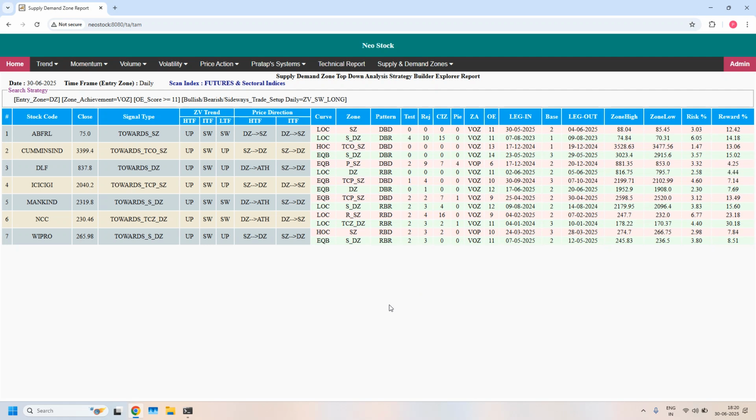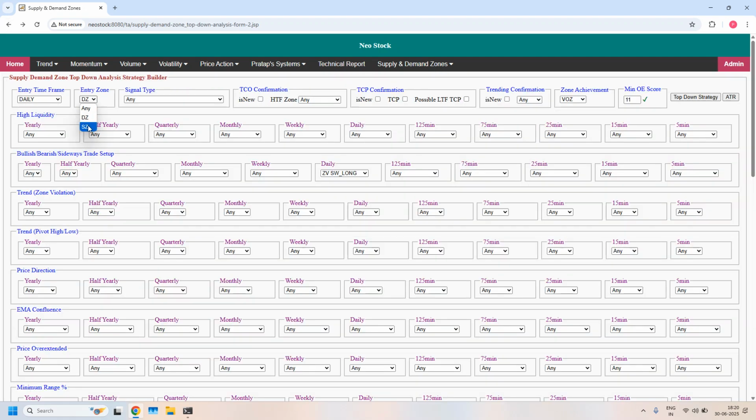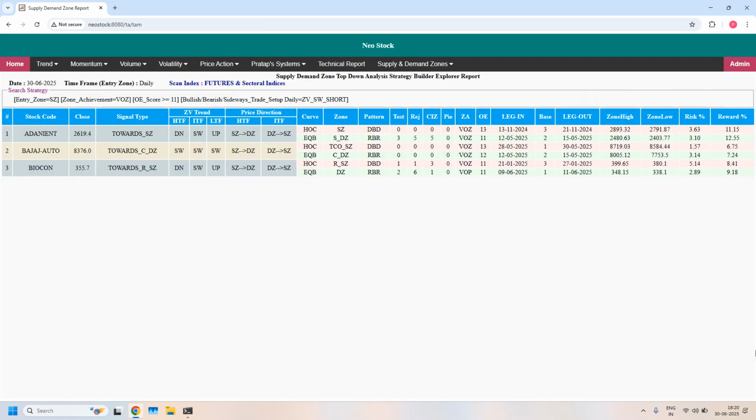Okay, next, sideways short trade setup. The changes are daily supply zone and one more sideways short. Let's filter. We got 3 stocks. Entry time frame zones are daily supply zones.